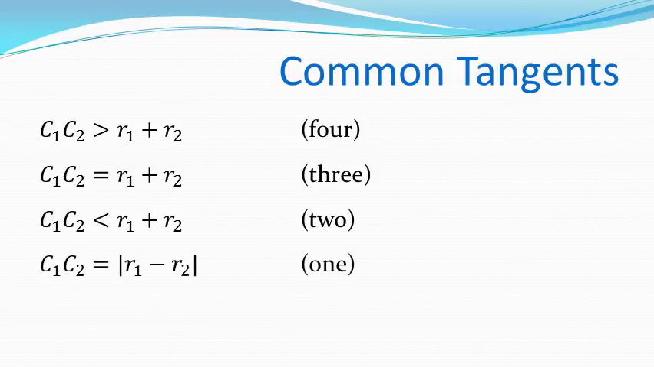If C1C2 is equal to the magnitude of R1 minus R2, there would be exactly 1 common tangent, and this happens when one circle is touching the other circle internally. If C1C2 is less than the magnitude of R1 minus R2, then one circle is completely inside the other circle and it's not even touching the circumference, and therefore there would be 0 common tangents.